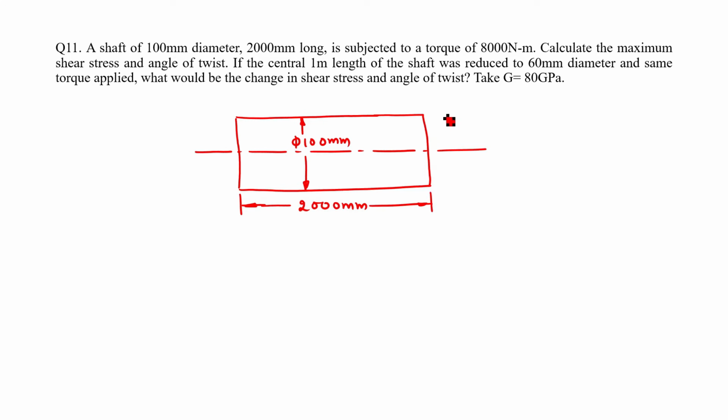It is subjected to a torque of 8000 Newton meter. So I can draw here 8000 Newton meter. The direction is not given. I am assuming clockwise randomly. Calculate the maximum shear stress and angle of twist. So for this, I need to calculate tau max and angle of twist theta.